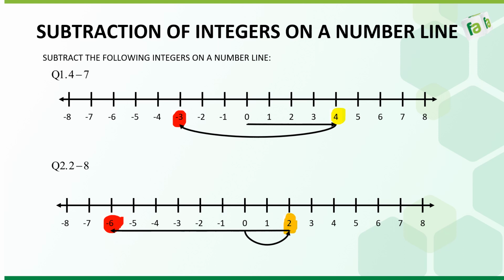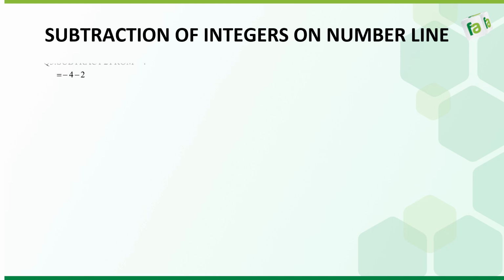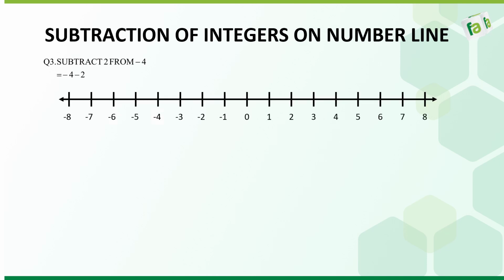Let's solve more questions. Now subtract 2 from minus 4 on a number line. Here is a number line. Firstly, we will have to locate minus 4 on the left hand side of a number line. After this, we are required to move further left to subtract 2. This takes us to our final answer, that is minus 6.